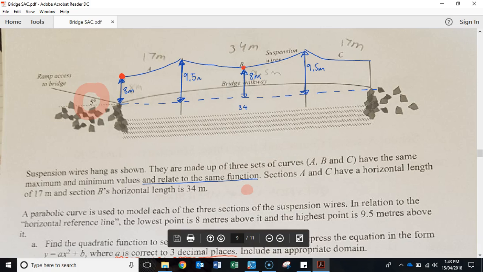So we were looking at the suspension wires, trying to fit a parabolic curve to these three sections. They told us that the minimum distance to the horizontal reference line, which is this dotted line along here, should be 8, and the maximum distance should be 9.5. So we're just making some assumptions that this shape here is exactly the same shaped parabola as this shape of B and this shape of C.